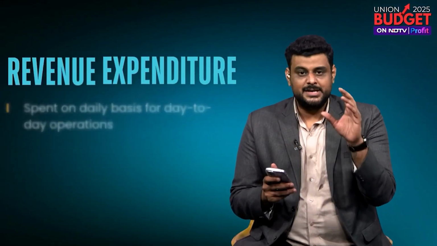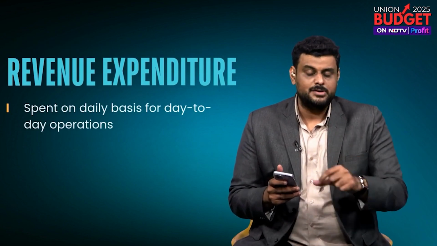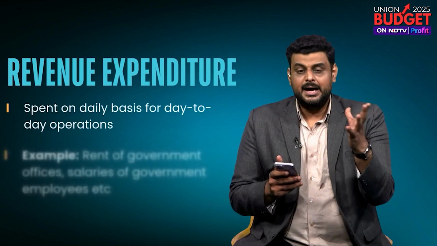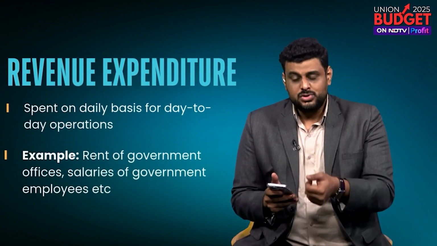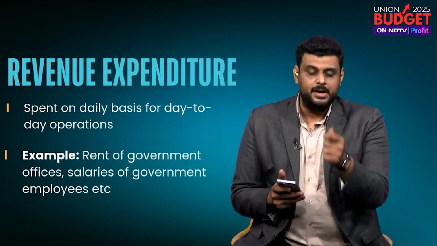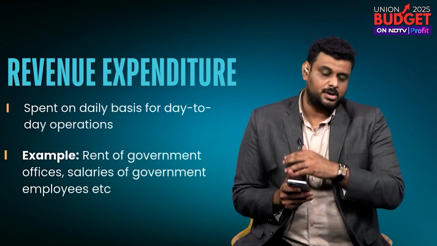Revenue expenditure is what the government spends on a day-to-day basis essentially. This may include rent for any kind of government office. It could also include salaries that are paid to government employees across the span of the central government. So revenue expenditure is day-to-day spending of the government, while capital expenditure is a long-term spending of the government.